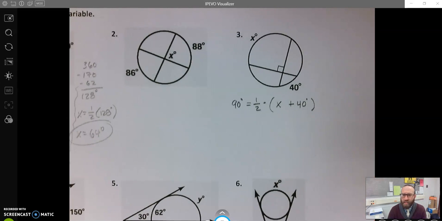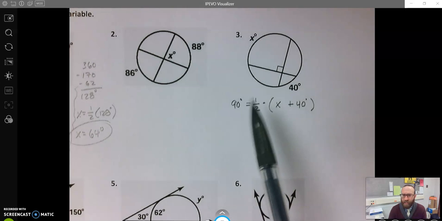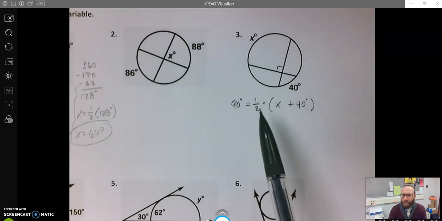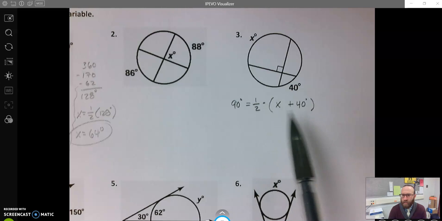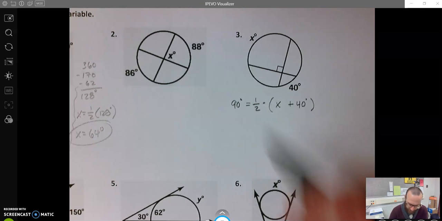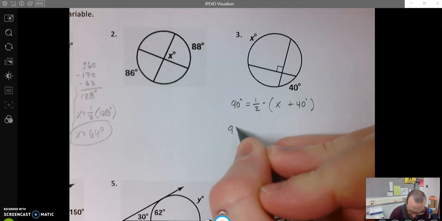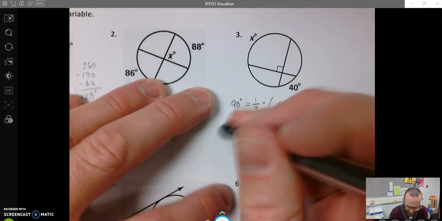And so it doesn't matter that the variable's in a different place. That's what I really want to stress to you, as long as you know the rule: the interior angle is equal to half of the sum of the intercepted arcs.